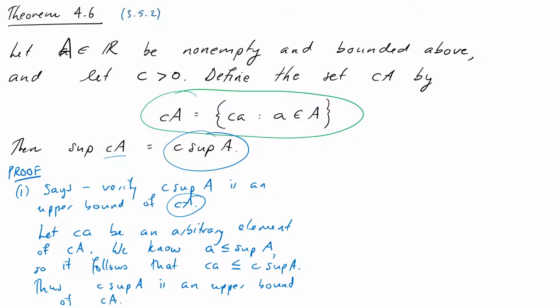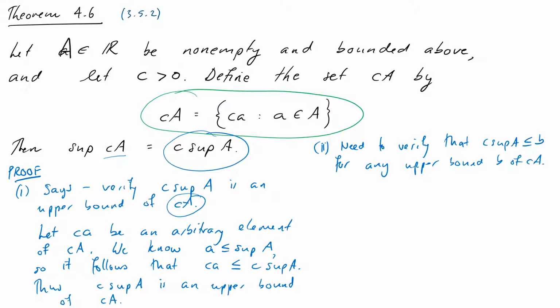That's good. So if we go back to our supremum definition, part 1 was to show that our number actually is an upper bound. Part 2 is to show that it's less than or equal to any other upper bound. So part 2, we need to verify that c sup A is less than or equal to B for any upper bound B of cA. It has to be true for any upper bound B, so we start in the typical way and we just pick one out. Let B be an upper bound of cA.